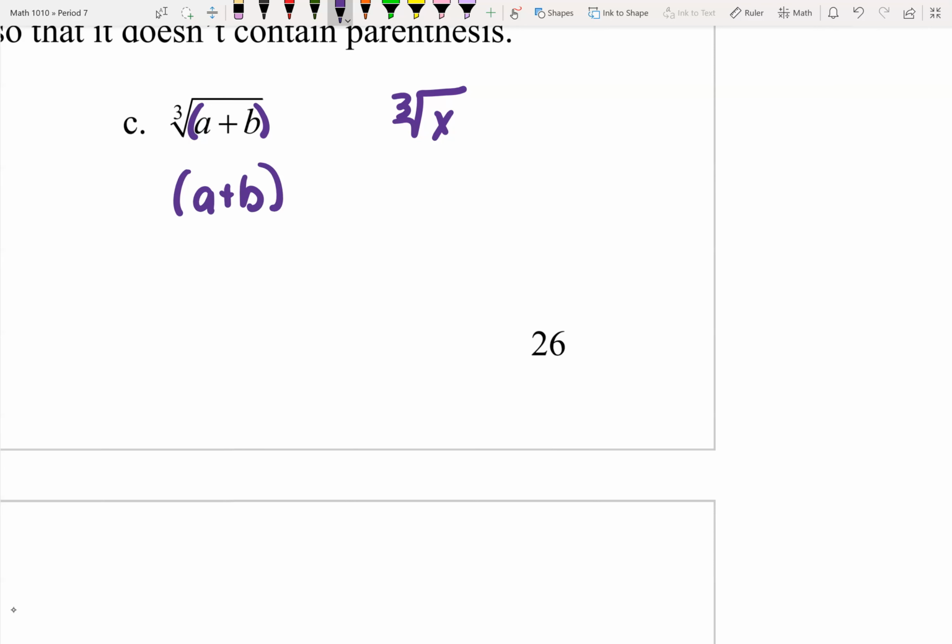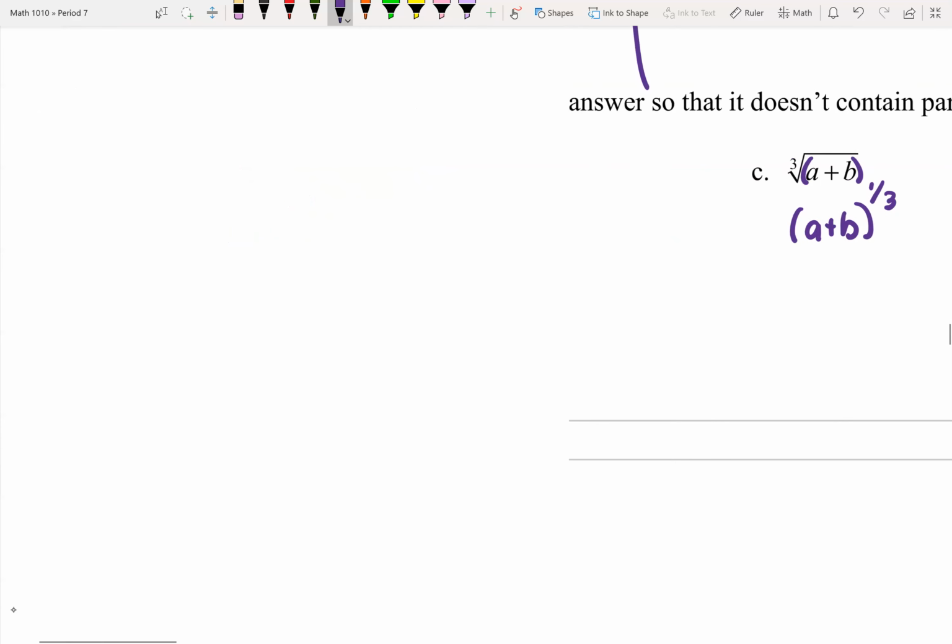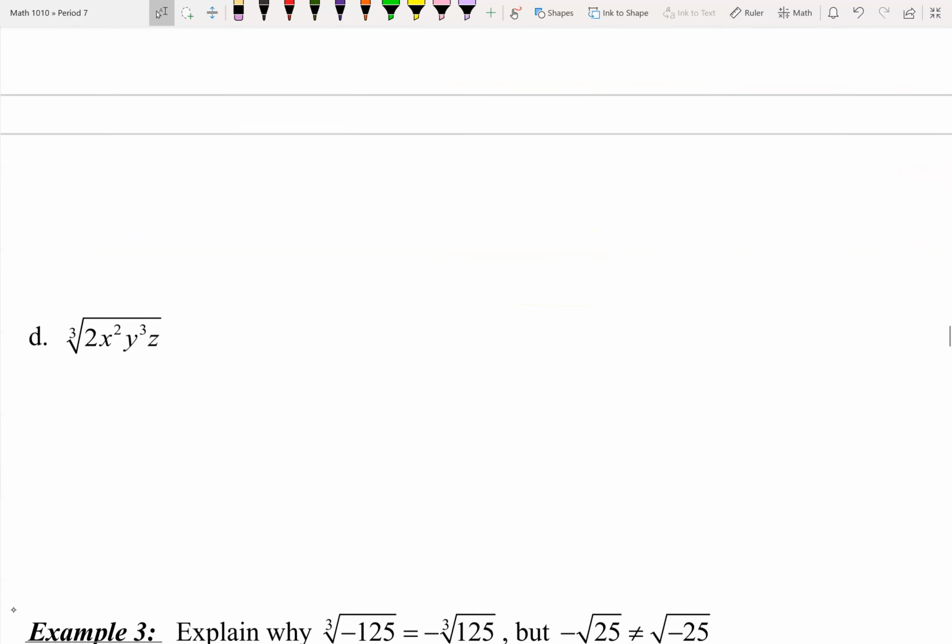What's the inside exponent of the a plus b? There's nothing there. So what is it? 1. It's a 1 over, what's this? 3. Now it says write it so it doesn't contain parentheses. Don't worry about that, because on this one, it has to contain parentheses. So don't worry. That's all I'm going to say about that, because it's kind of a tough thing.